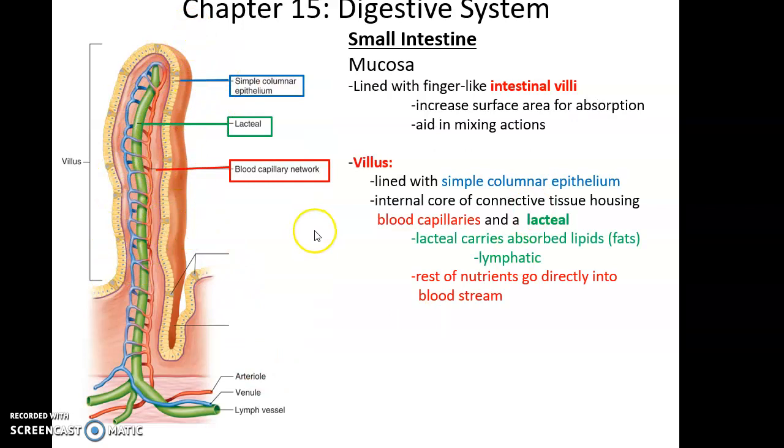Here is one villus. When we look at it, we can see that it is lined with simple columnar epithelium, and also associated with the simple columnar epithelium are the goblet cells that produce mucus. It has many, many blood capillaries on the inside of the villus, as well as one lymphatic structure called the lacteal. And the lacteal is what carries absorbed lipids, the fats. So the lymphatic system carries the fats from the small intestine, while the blood capillaries of the cardiovascular system carry the rest of the nutrients.